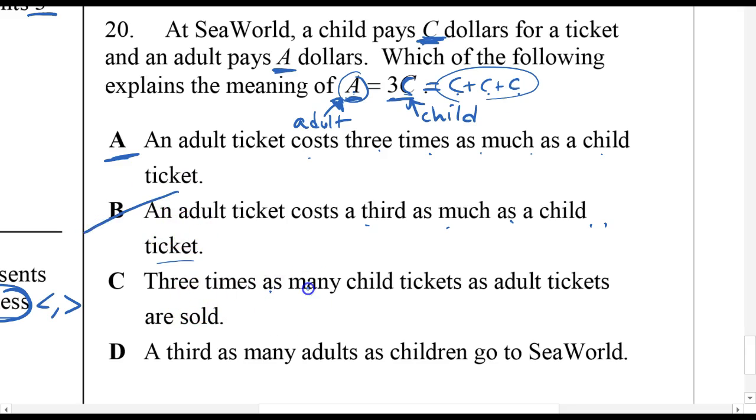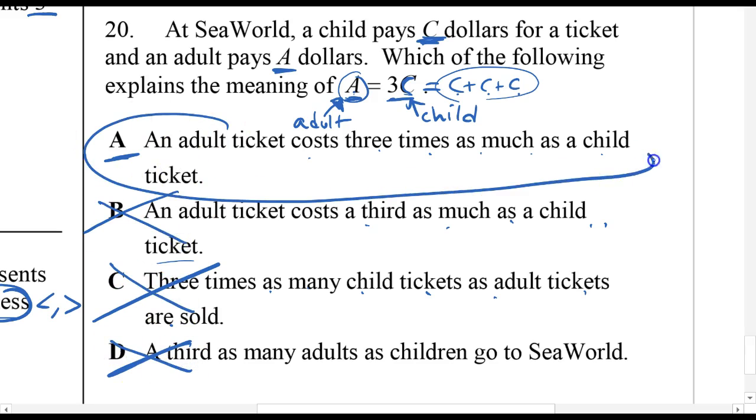Here, 3 times as many child tickets as adult tickets are sold. But that's not what we're talking about. We're not talking about how many were sold. Okay, 1/3 as many adults as children go to SeaWorld. We're not talking about the amount of people that go to SeaWorld. We're talking about how much it costs for a ticket. So it's not this, so we know it's this one. Okay?